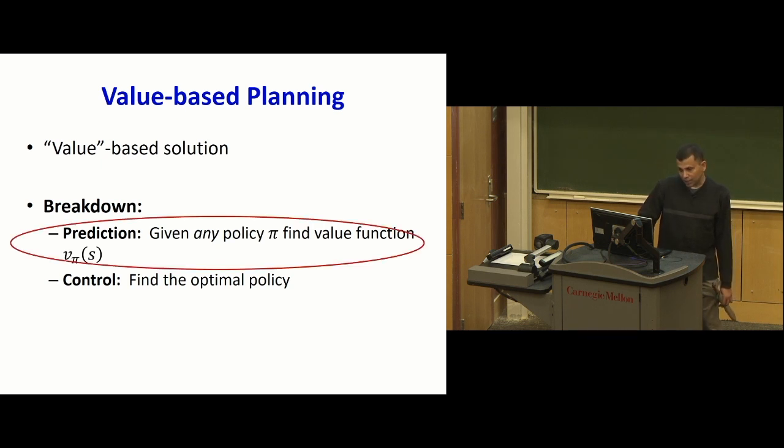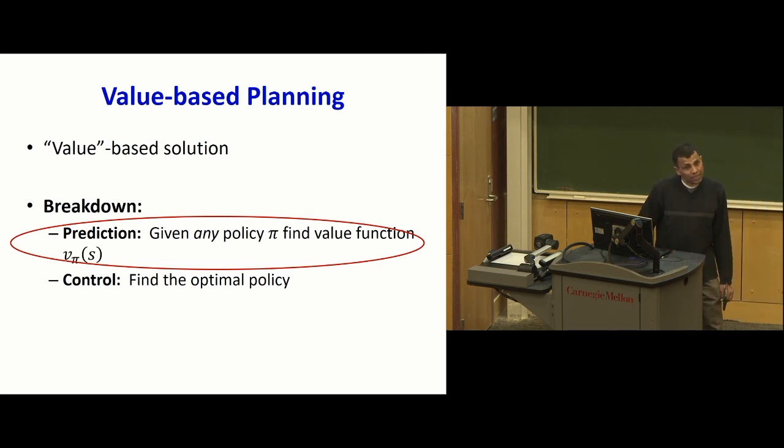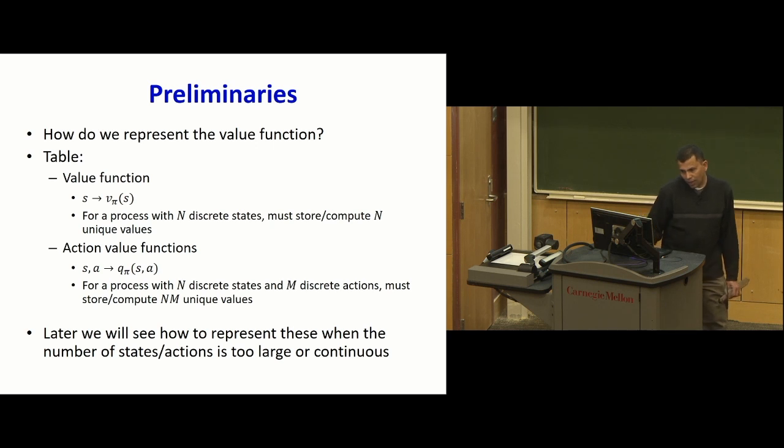So let's take a look at this problem of prediction because it turns out this is the key to the whole problem. You have to be able to assign values in order to decide what the best policy is. Although you may not explicitly do so, it's always going to be implicit somewhere, right? So here's the question.